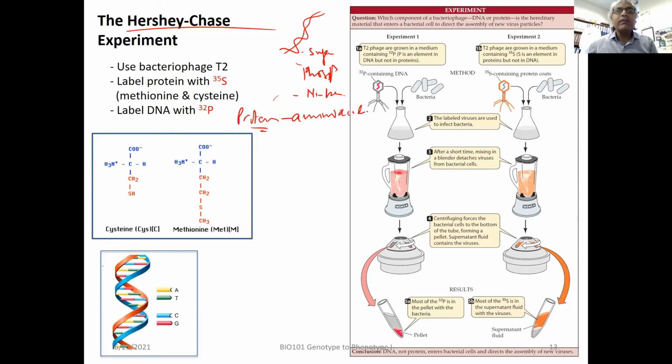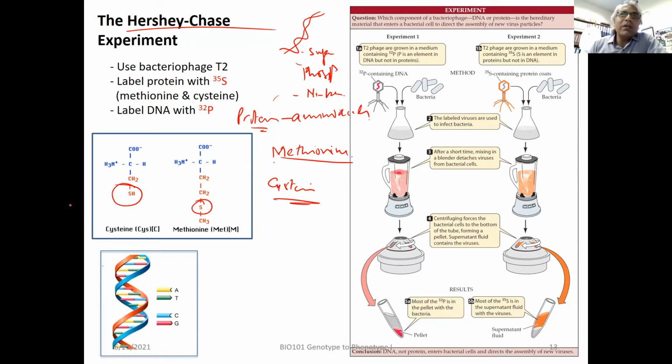And they knew that the first amino acid, I'm saying first amino acid in a majority of the proteins, is methionine. And this methionine contains sulfur. There is another amino acid called cysteine. Cysteine also contains sulfur. Okay. Now they came up with a very interesting idea.